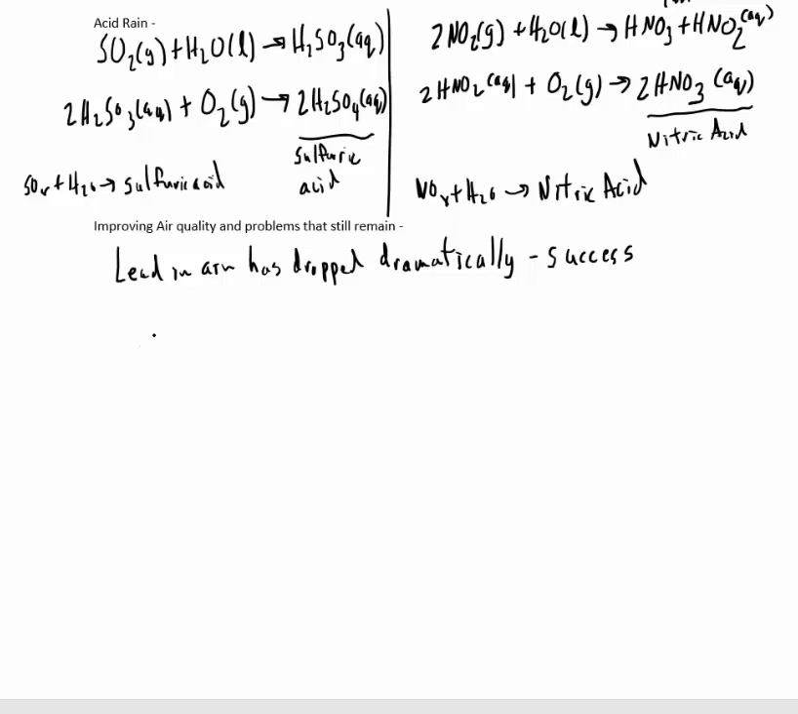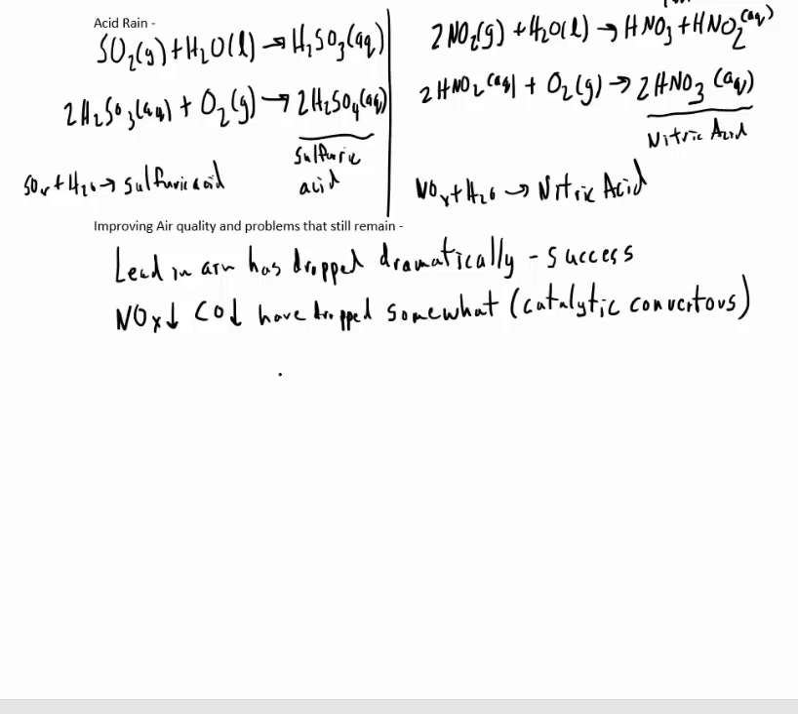Due to the catalytic converter that we'll talk about in part 3 of these notes, the NOx has gone down and the CO has gone down as well. So these have dropped somewhat, but not nearly as much as lead. And again, that's mainly due to the catalytic converter, which we started putting on cars in the 1970s, and we'll talk about that more in part 3 of these notes for Unit 7. So we've done a pretty good job there as well.